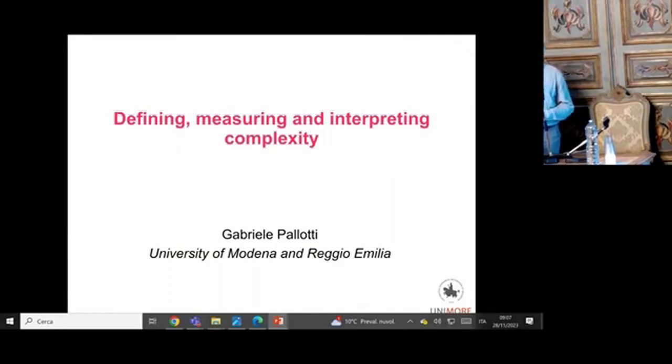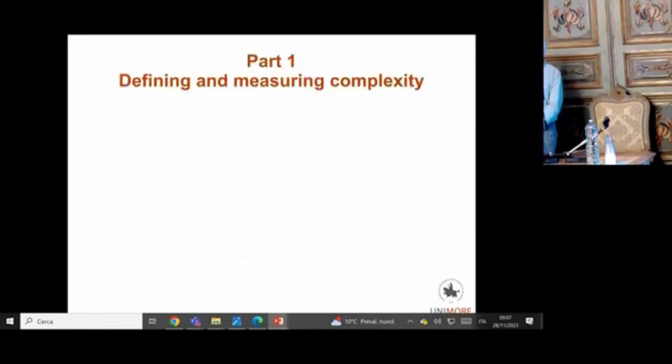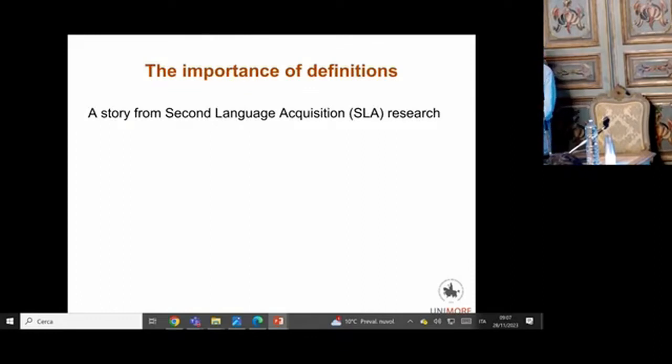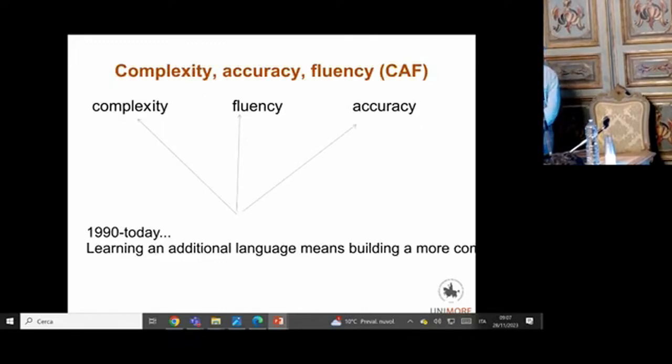And what I'm going to argue is that in order to measure complexity, we need to have very clear definitions. So the first part of my talk is the theoretical part, and it's about defining and measuring complexity. And I will start by telling a short story from second language acquisition research. You're probably familiar with the so-called CAF triad, complexity, accuracy, and fluency. Research in this area started in the 90s, and after some 30 years now, learning an additional language means building a more complex, fluent, and accurate system.